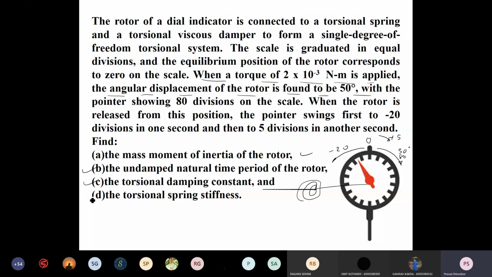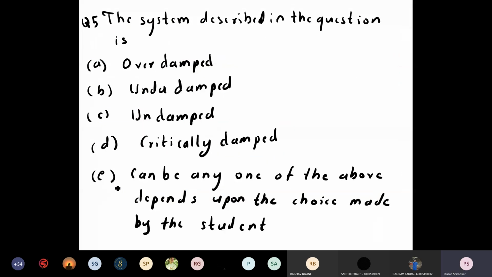Now, before we start with the solution, answer the next question. The system described in the question is of which type? Overdamped, underdamped, undamped, critically damped, or can it be any one of the above, depending upon the choice made by the student? So there are 5 options. You have to select the appropriate option and just keep it. Do not submit it. You will not be able to submit it.